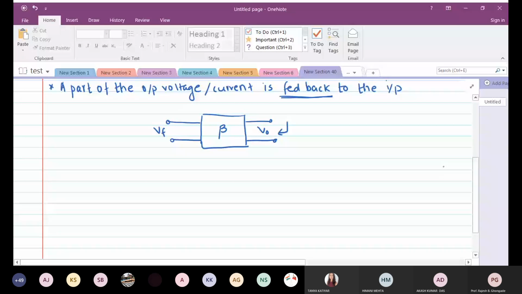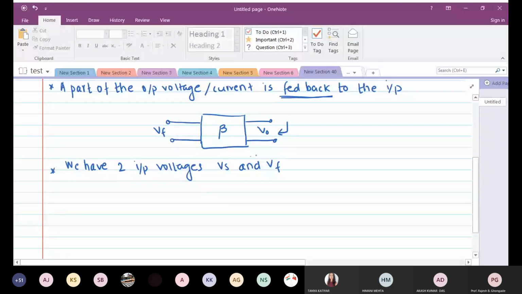So now for the amplifier, how many inputs are there now? We have two inputs, two input voltages, namely Vs itself and Vf. How they are connected, in what fashion they are connected, decides what type of feedback we have.